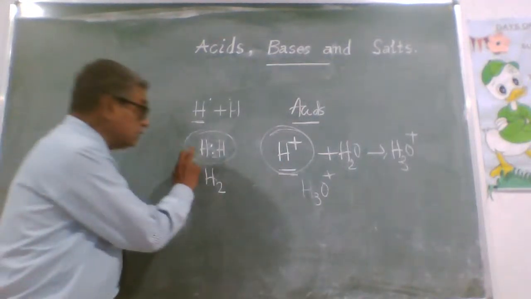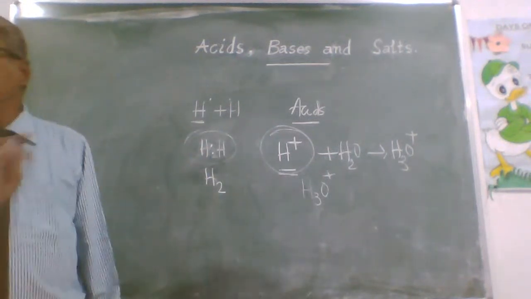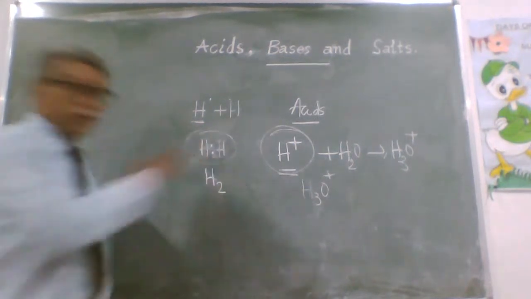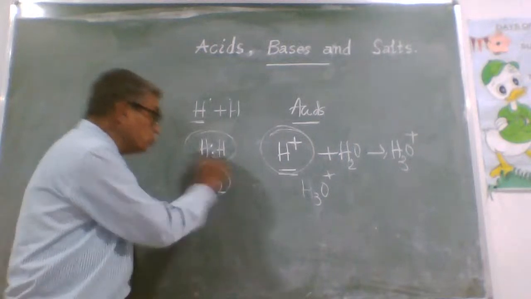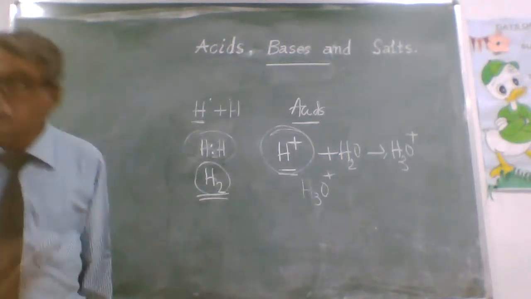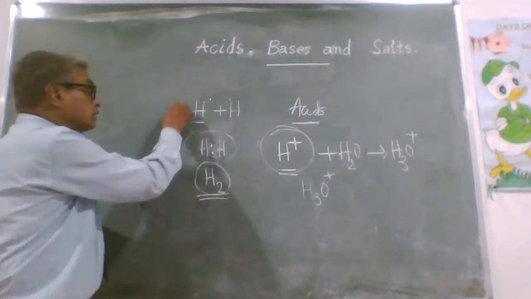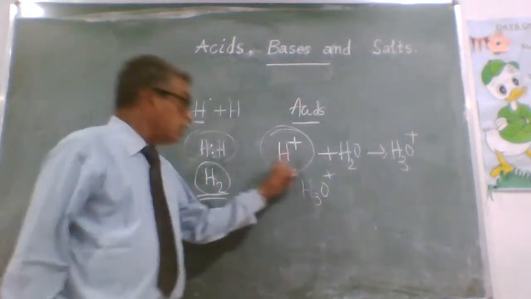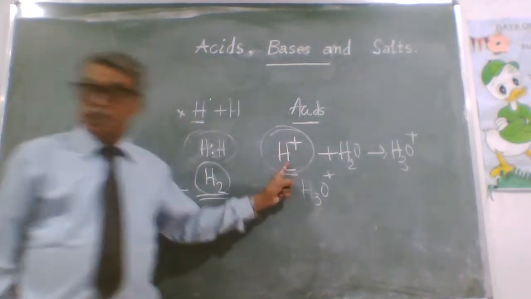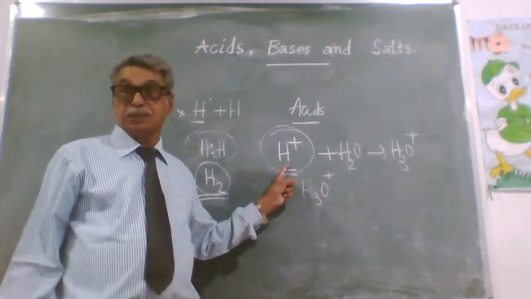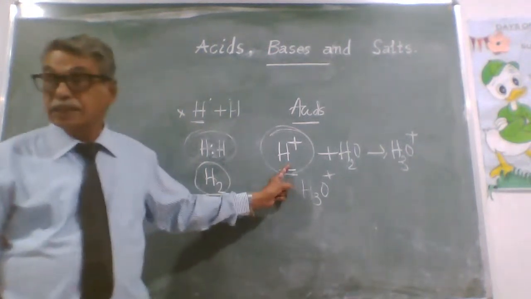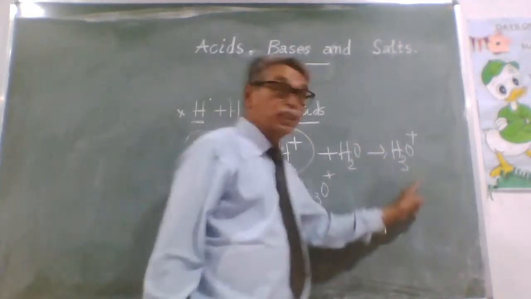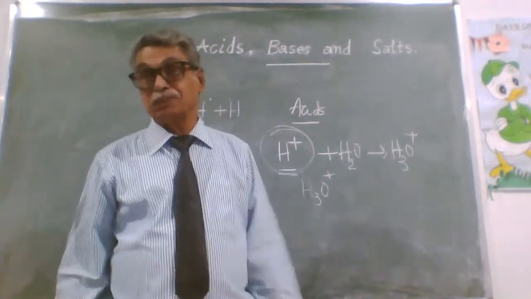In the same way, just as one hydrogen atom cannot exist freely in nature, it combines with another hydrogen atom by sharing electrons and forms H2, which can exist freely in nature. This has no free existence, atoms. This has free existence. So also, H plus ion in the acid has no free existence. When it combines with another molecule of water, forms H3O plus ion, it has free existence.